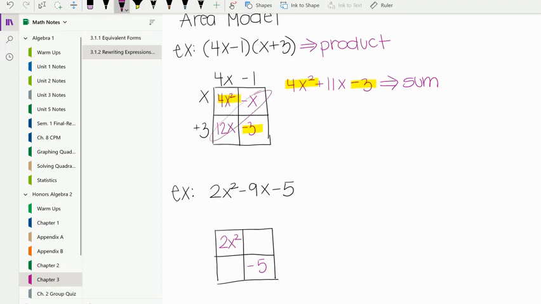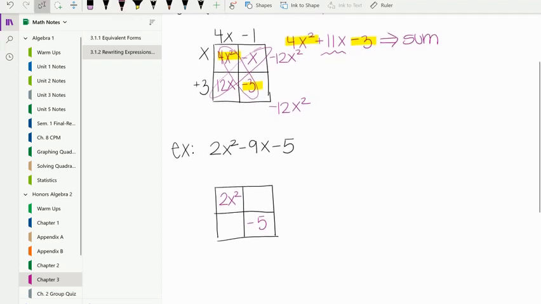12x and negative x, I do notice that those add up to 11x. But then I'm thinking, well, there's a lot of numbers that I can say add up to 11x. So then what would be the pattern? Well, if you look at the diagonals of the box, they have the same product. For example, 4x squared times negative 3 has a product of negative 12x squared, and 12x times negative x also has a product of negative 12x squared. So what you're trying to do is come up with numbers that add to 11x but have a product of negative 12x squared.